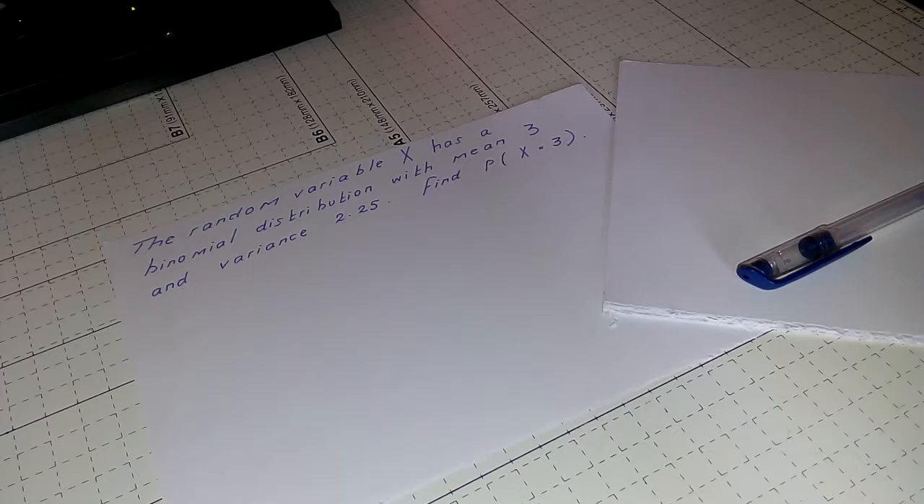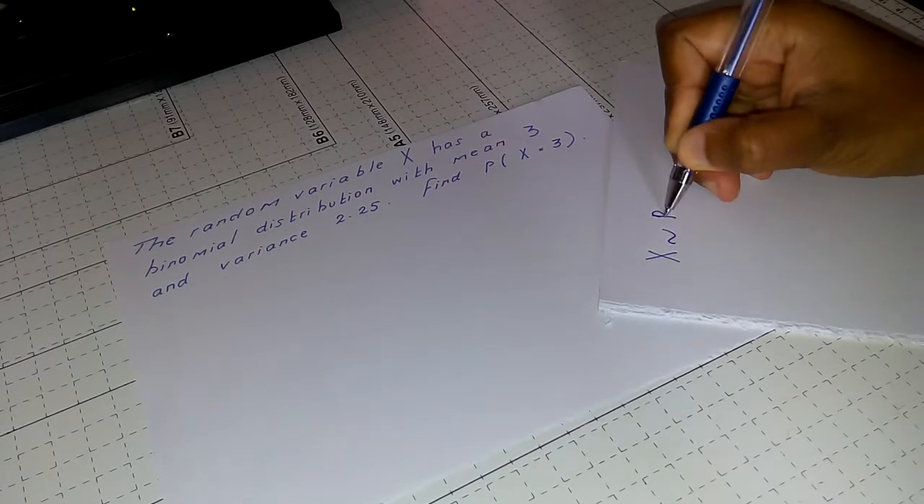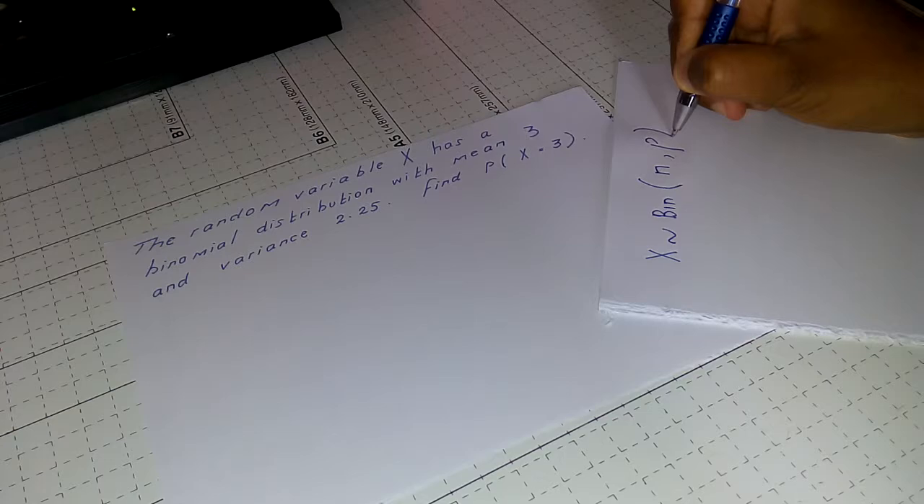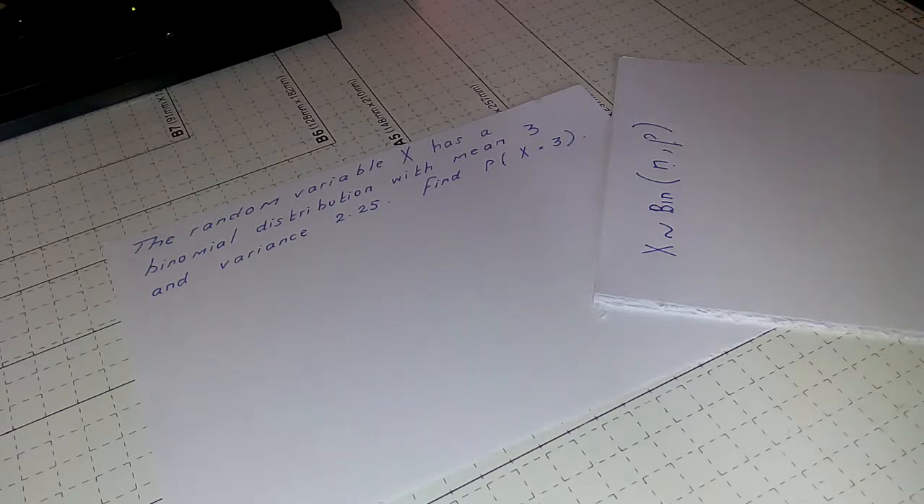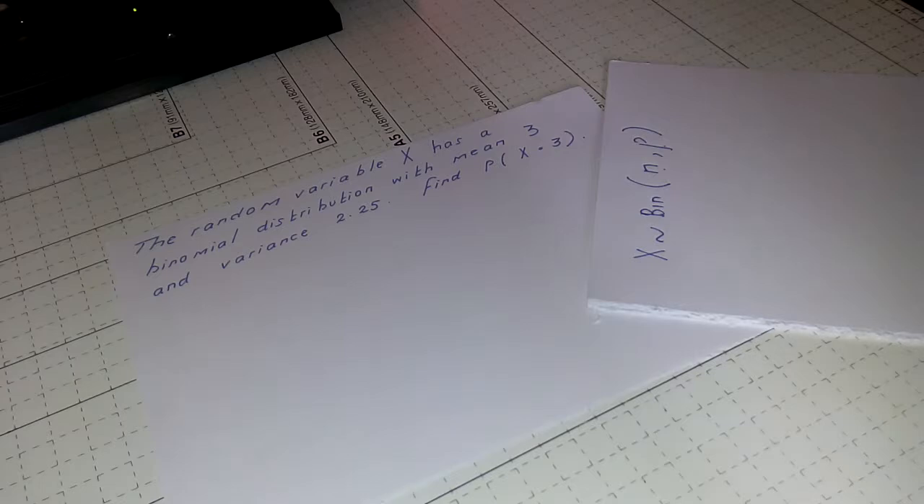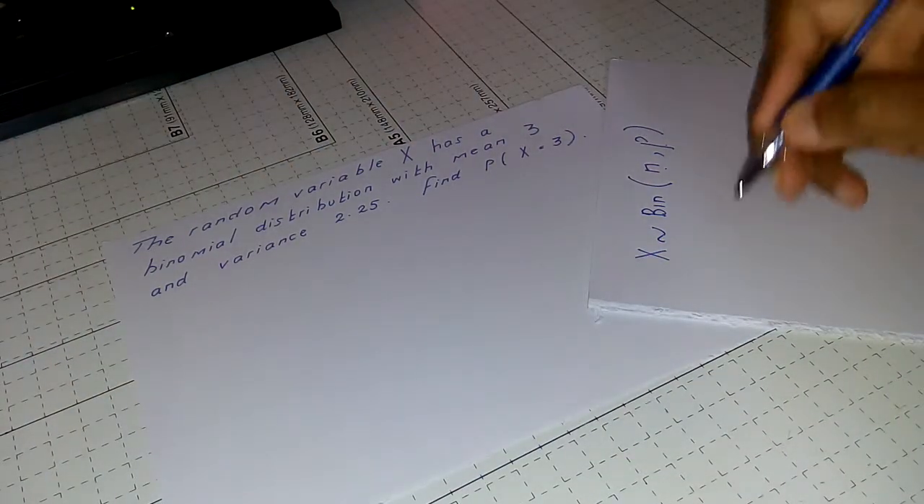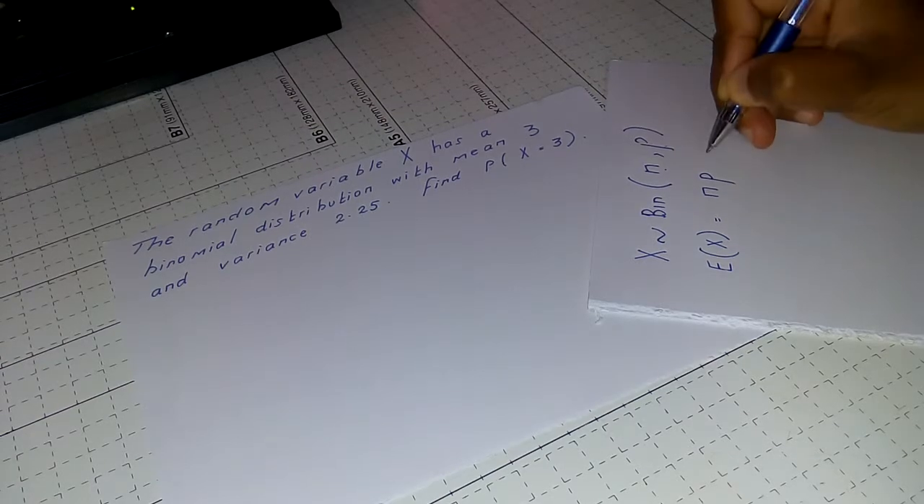Now in this question, we have been given the mean and variance for a binomial distribution. For a binomial distribution, we know that we need two parameters: X follows Bin(n, p). We have not been given n and p, but we have been given two pieces of information that would help us find the two parameters. It says the mean is equal to 3. What is the mean of a binomial distribution? The mean, represented by E(X), is np. So we know np is 3.